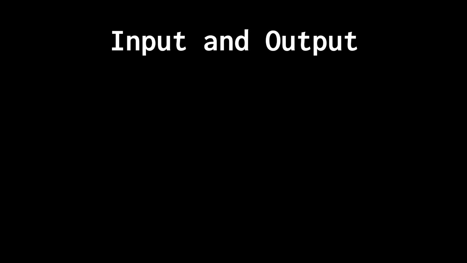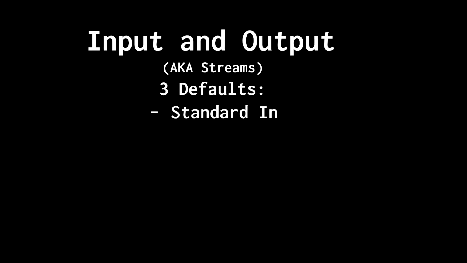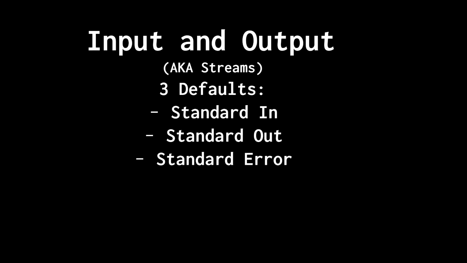Starting with inputs and outputs, they are what allow for data to flow in and out of your program. Usually referred to as streams, there are three default or standard streams of input and output: standard in, standard out, and standard error. These names are pretty self-explanatory, as standard in is the default input to your program, standard out is a standard output, usually to a console or terminal you're working in, and standard error is the default location for error messages. It's usually the same place as standard out.